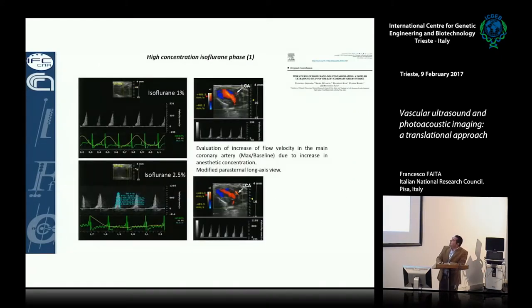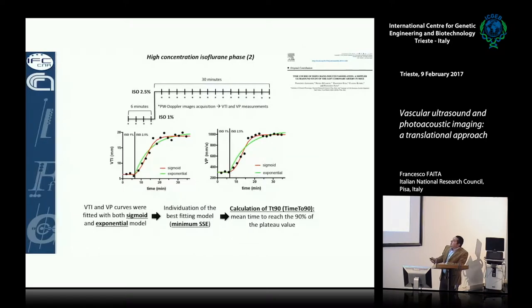So we localize the left coronary artery by color Doppler, and we measure the pulse wave Doppler in the left coronary artery at different concentrations of isoflurane. And we measure the blood flow in terms of velocity time integral and velocity peak. We acquired this blood flow velocity signal at different time points during the full procedure, which is 6 minutes basal. Then we switch the concentration of isoflurane from 1% to 2.5%, and we wait for 30 minutes acquiring blood flow information.